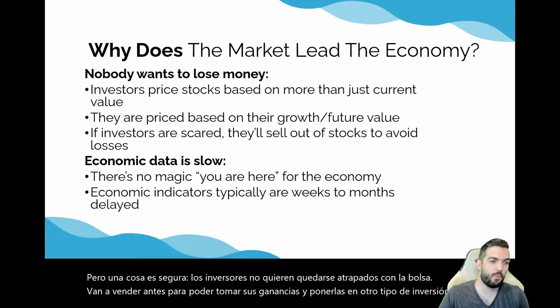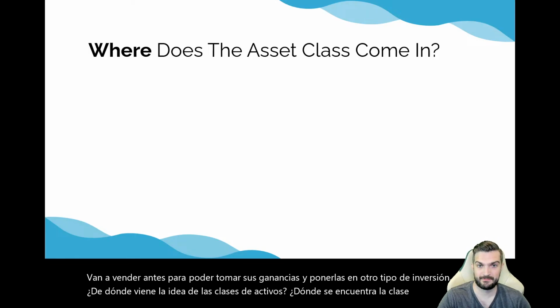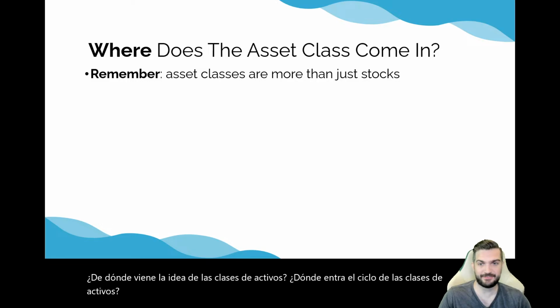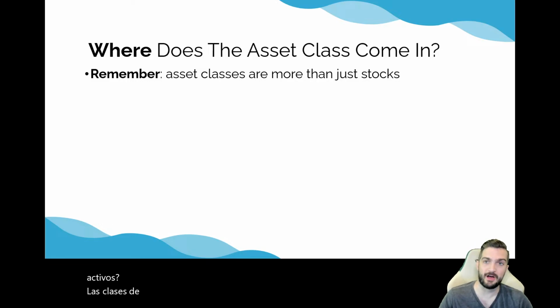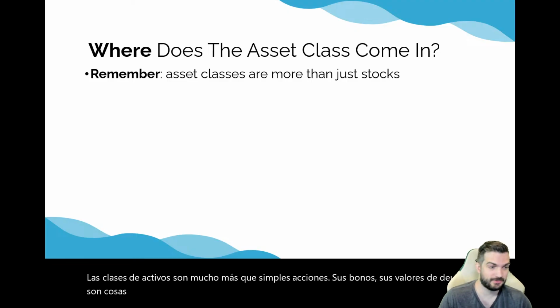So, where does the idea of asset classes, where does the asset class cycle come in? Because remember, asset classes are more than just stocks. They're bonds, they're debt securities, they're oil, they're cows. Where do those come into this?